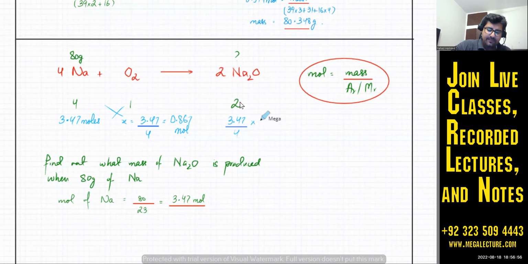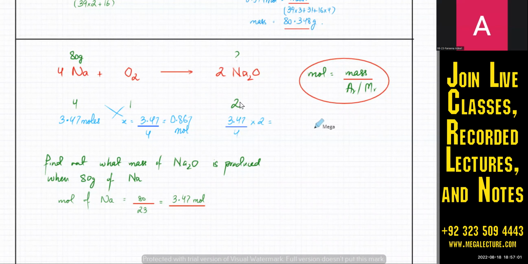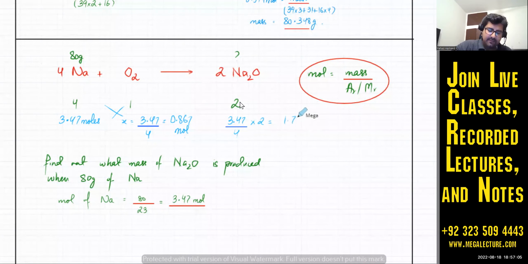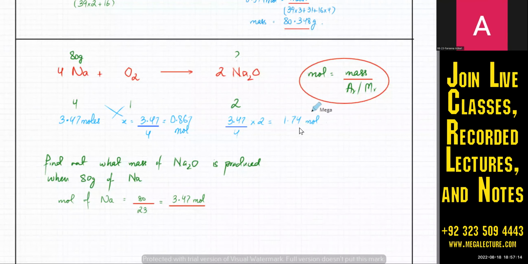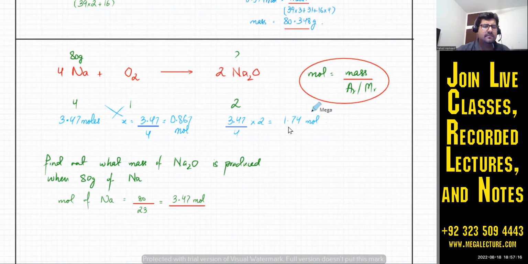Or times 2. So how many moles do you get for this? 1.735. So I'm getting 1.73. Let's do 3 significant figures, 4, 1.74. So I'm getting 1.74 moles, right? Usually you just round it off at the third significant figure. Okay? So even if you write 3.5, that's fine. There's nothing wrong with that.